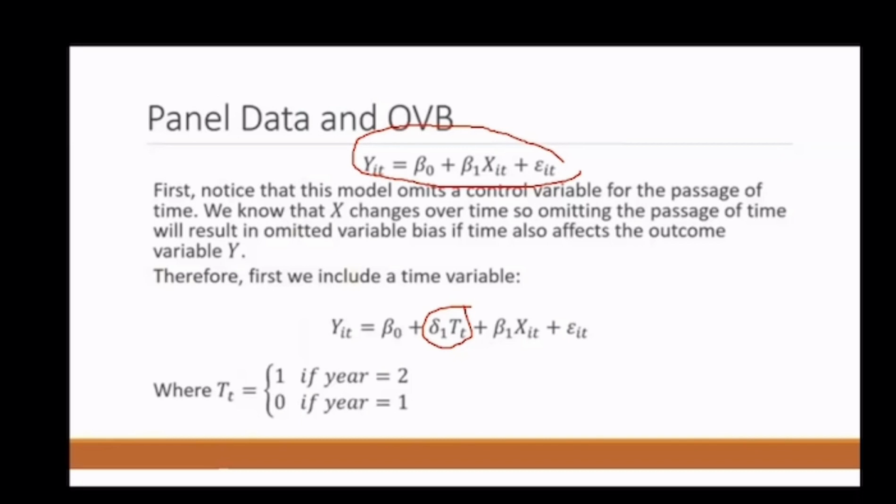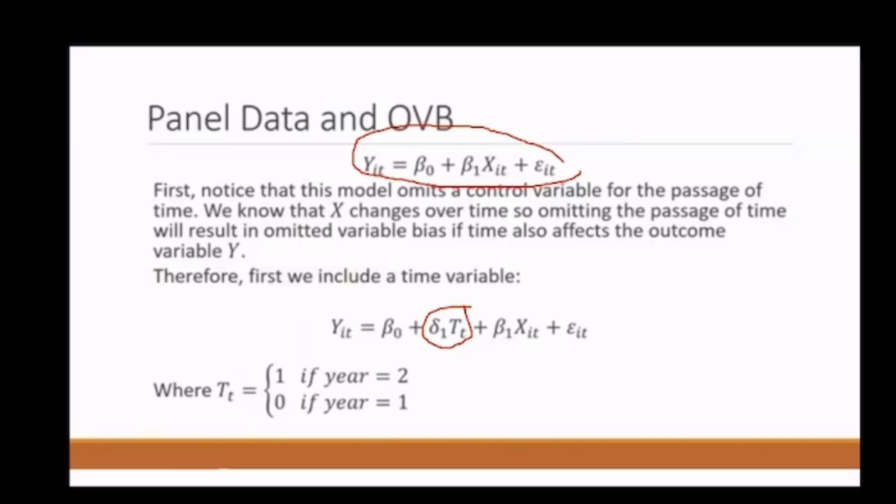Thank you so much. Now I said we know that X changes over time. So omitting the passage of time will result in omitted variable bias. And that is the reason why in our panel regression model, we are going to incorporate the time component, because we know that the variable of interest changes over time. Does that make sense? And that is what led me to including delta, this very t.